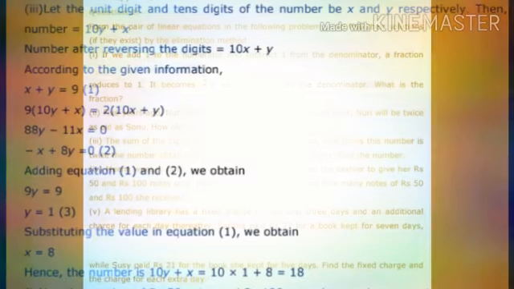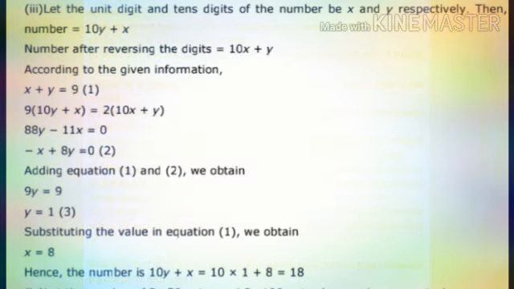Now you can see the solution. They have considered the unit digit as x and the tens digit as y. Then the number will be 10y plus x, because in the tens place it is y. Now what will the reverse number be? Suppose 36 is the number, then the reverse number will be 63, means the digits are reversed. So the reverse number will be 10x plus y.